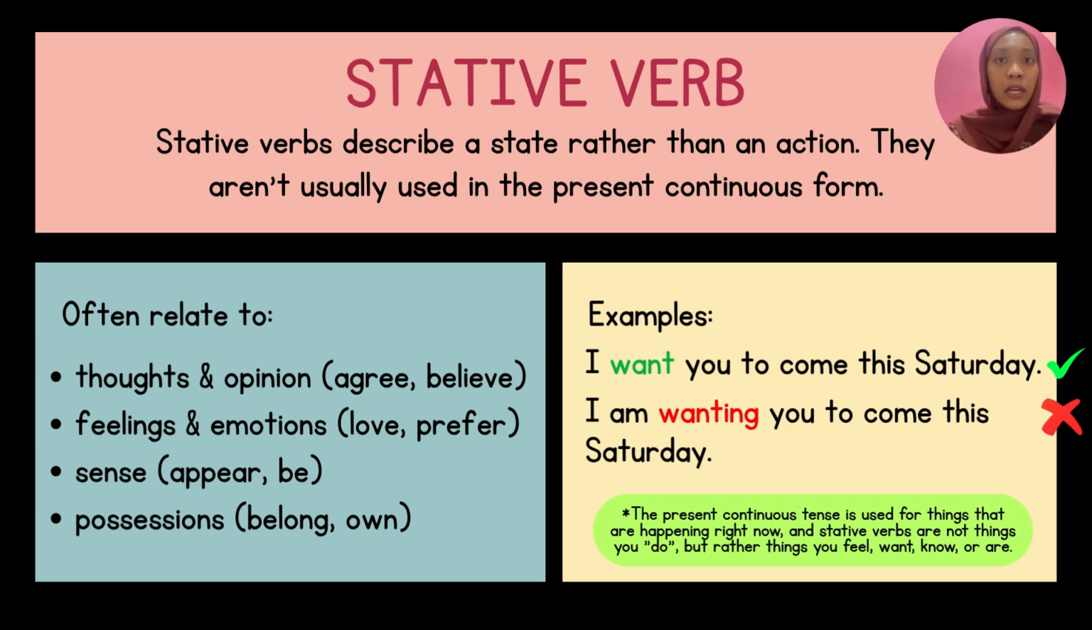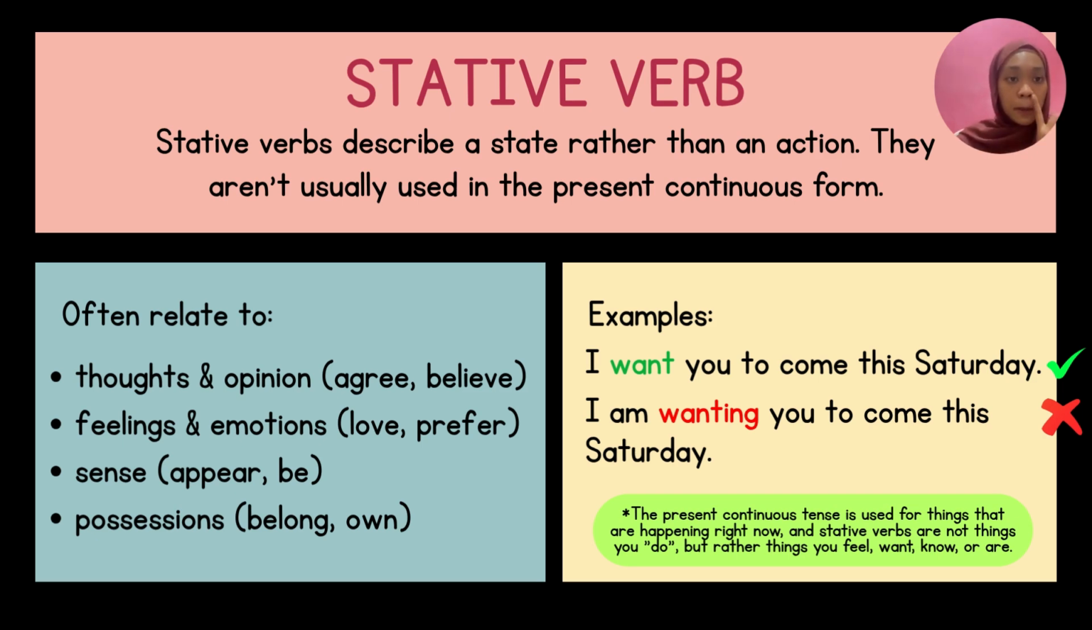Okay, so let's look at the examples. I want you to come this Saturday, which is a stative verb that shows you are giving some opinion, or you're giving some emotion to tell your friends that you want your friend to come this Saturday, but it is not an action that you can do. How can you do an action of want? You cannot do that, right? So it is a state rather. So want cannot be used with wanting, which is plus ing, or in a present continuous form, because want is a stative verb.